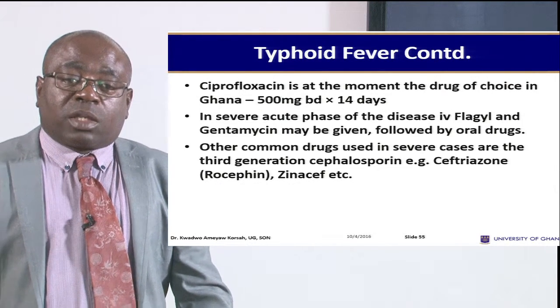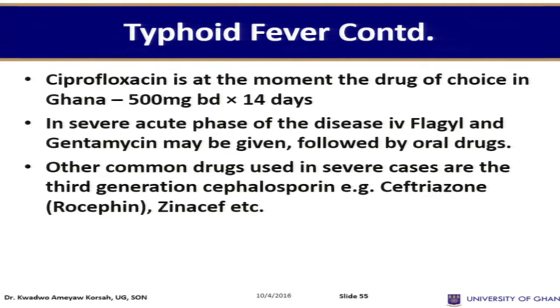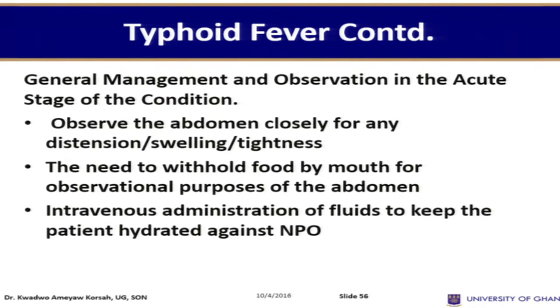And we are using ciprofloxacin, which is at the moment the drug of choice in Ghana, about 500 milligrams QID. In severe cases of the disease, IV Flagyl and gentamicin may also be given, followed by oral medication. And then other common drugs used in severe cases are third generation cephalosporins like ceftriaxone, which is Rocephin, Zinacef, and then the other ones.